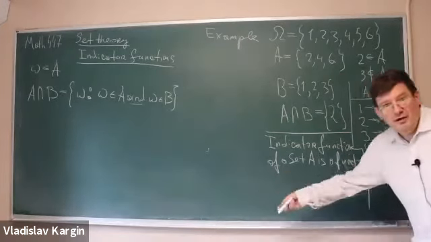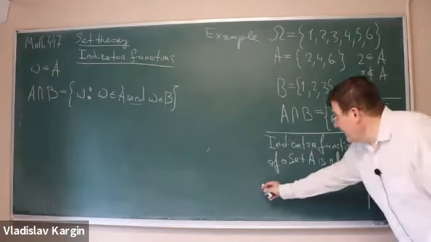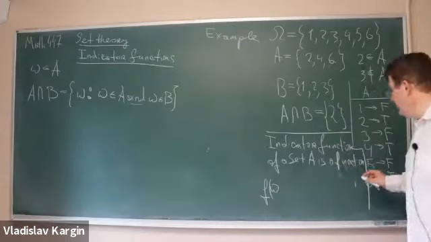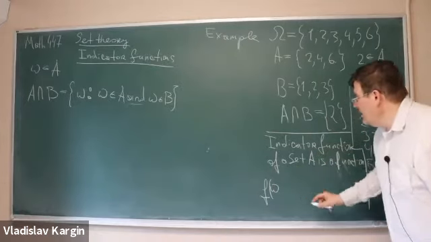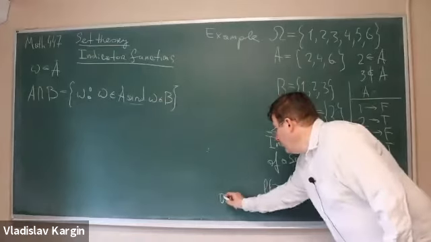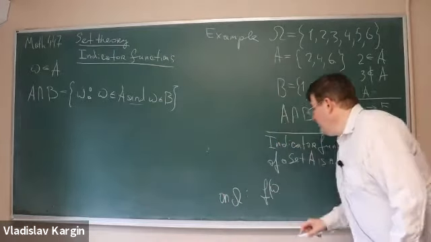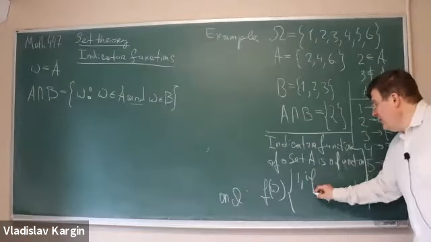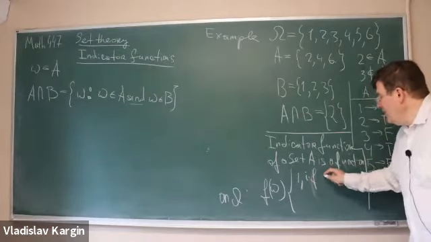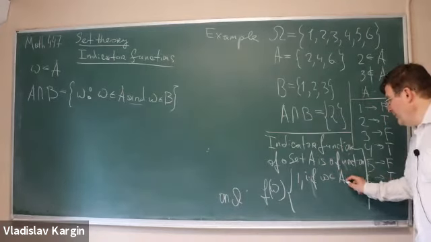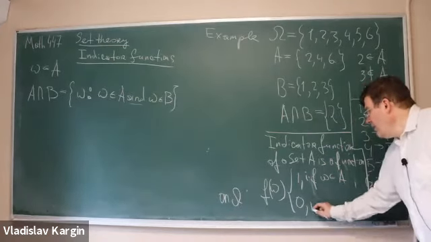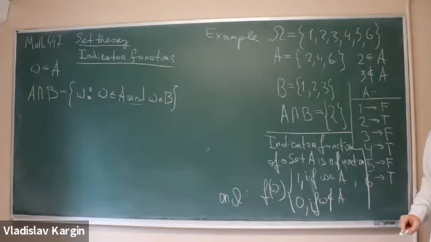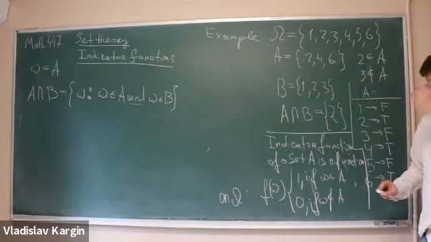And so now by definition it would be something like f of omega, so a function on omega, which is defined like this. F of omega is equal to 1 if omega belongs to A, and 0 if omega doesn't belong to A. And so this is an indicator function.